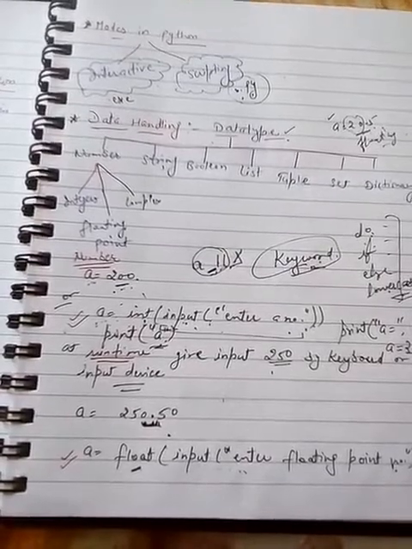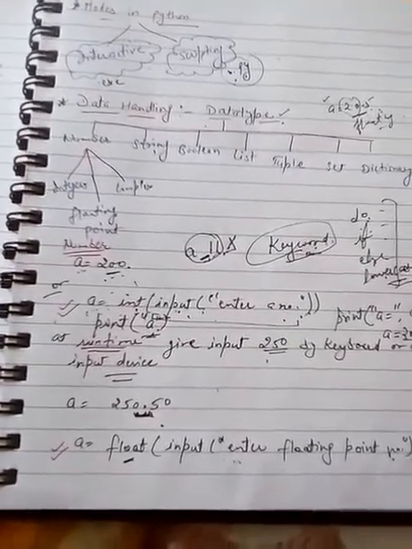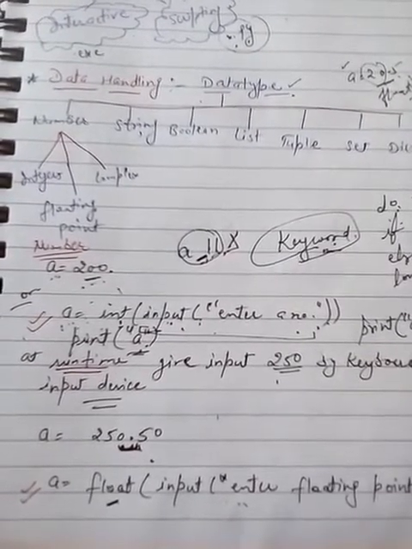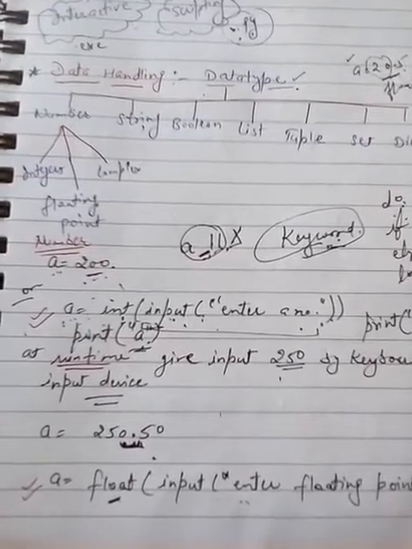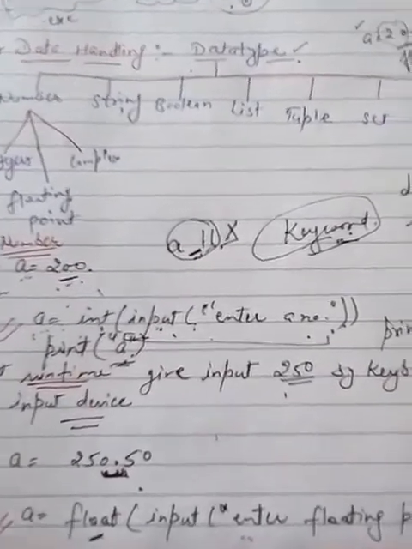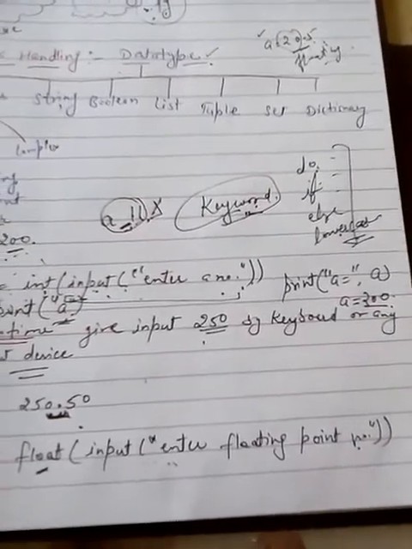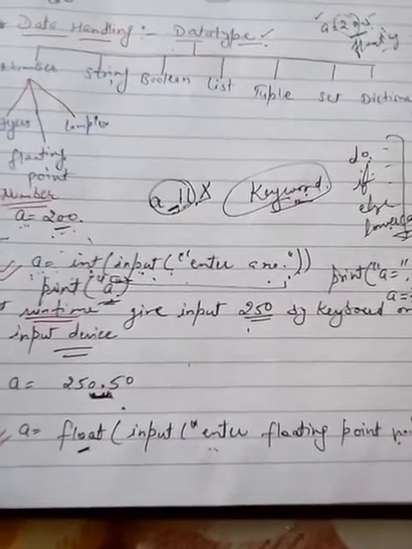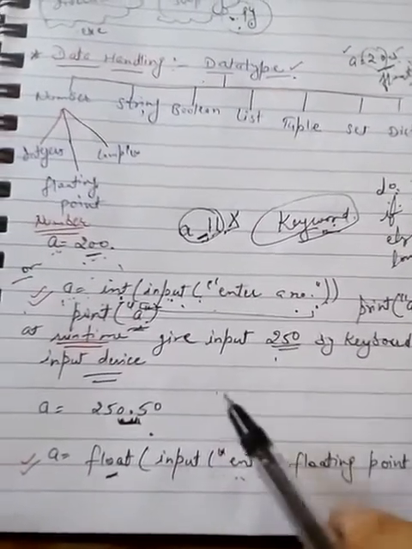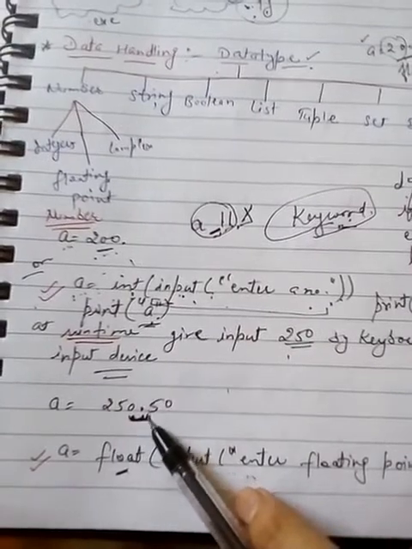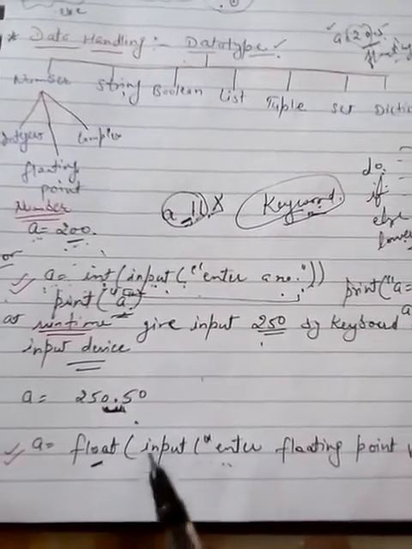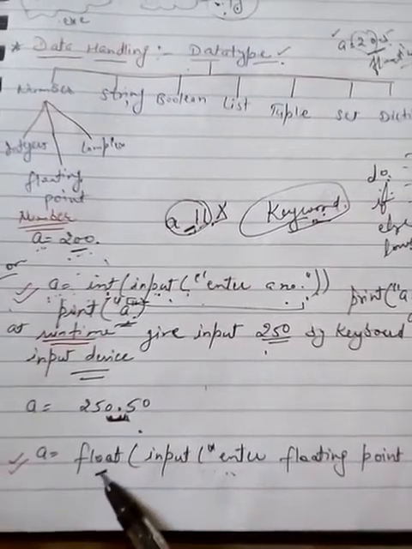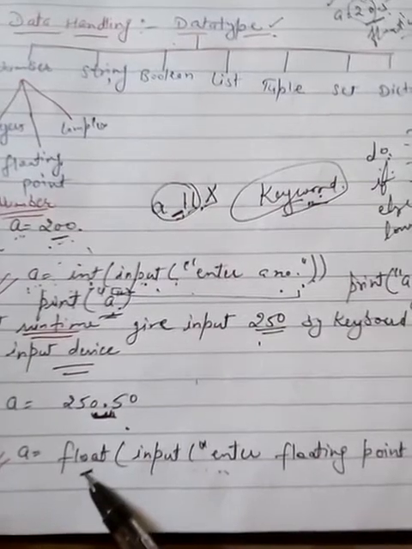Now the next one is floating point, or you can say decimal data type. The only difference is that you have to pass this value to the variable with a decimal point. It is not a dot operator, because the dot operator is used for accessing all the features of an object, and this dot is the decimal point for the fraction. So here we will include the float function, which is used for floating point values.